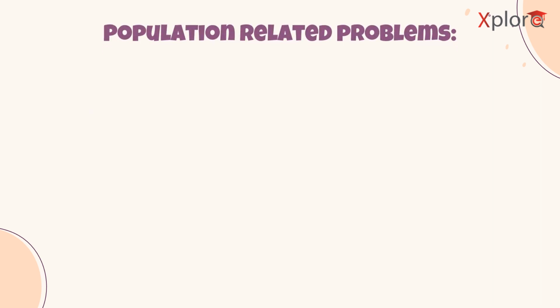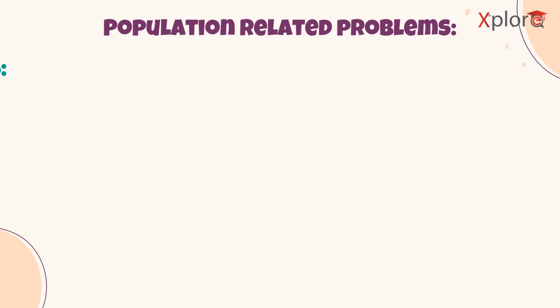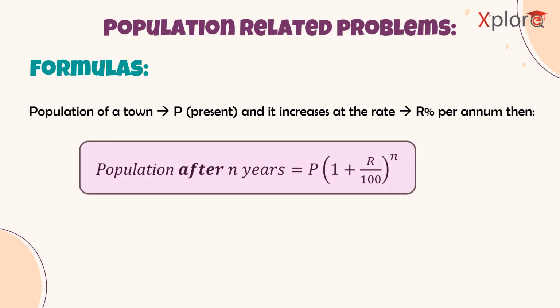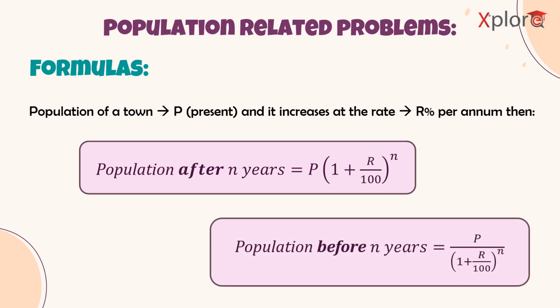Now let's see how to solve population related problems. So we have some formulas for the same. Let's consider the present population of a town as P, and it is increasing at a rate of R% per annum. Then the population of the town after n years will be P into (1 plus R by 100) whole power n. If the rate is decreasing, then it will be taken as minus R. And the population of the town before n years is P by (1 plus R by 100) whole power n. Similarly, again, if the rate is decreasing, we need to take it as minus R.